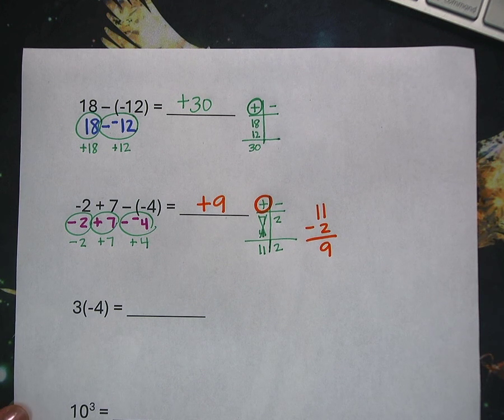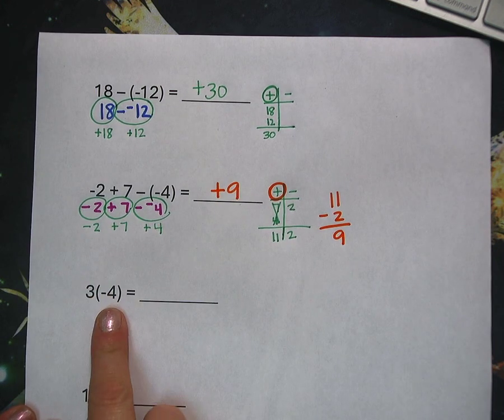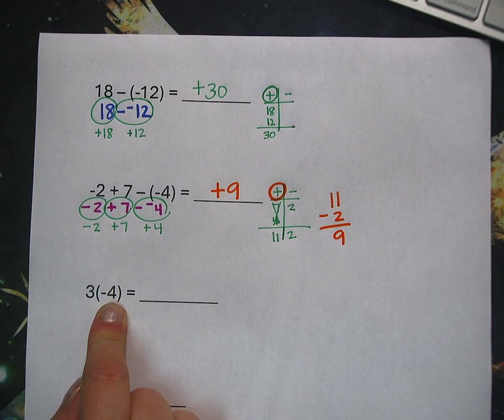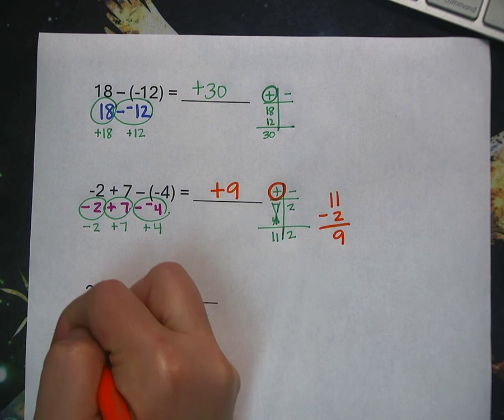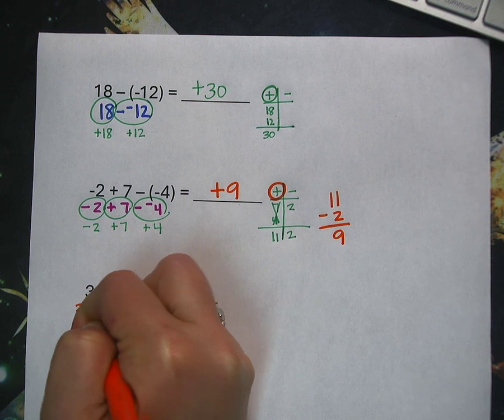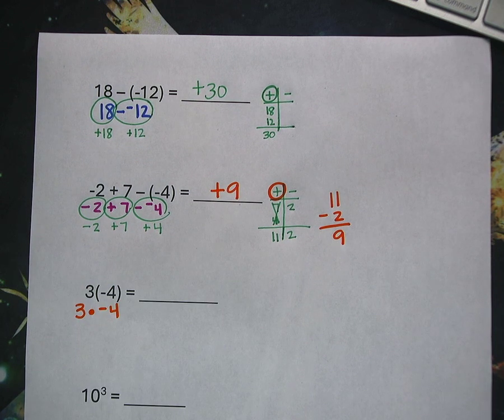All right, my next example has a negative, so I know I'm going to need some integer strategy. I double check my parentheses. That's always going to be my first job. What's in front of this parentheses? A number. So this is multiplication. So I'm going to do 3 times negative 4.